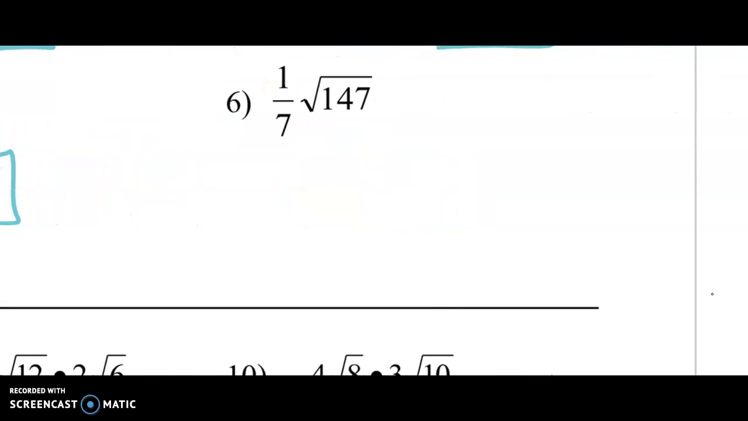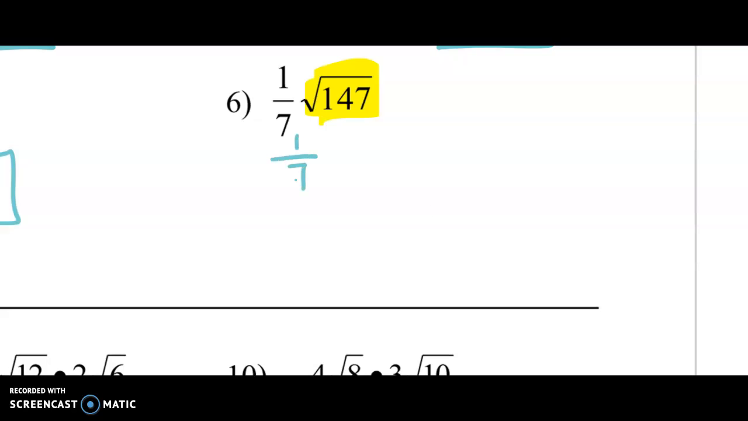Last one, over here, number 6. Same thing, just going to focus on the square root of 147 first. So if I look at that, I need to figure out what is the largest perfect square that goes into 147. So go ahead, take a second to do that on your own. And if you want to pause the video, you are more than welcome to figure it out, but I'm going to go ahead and keep moving on.